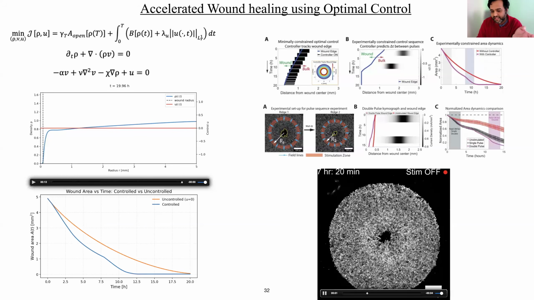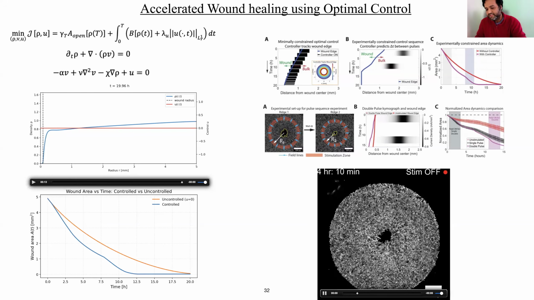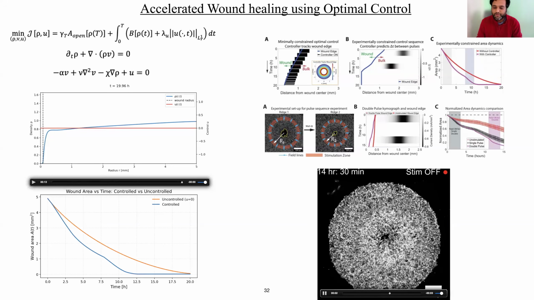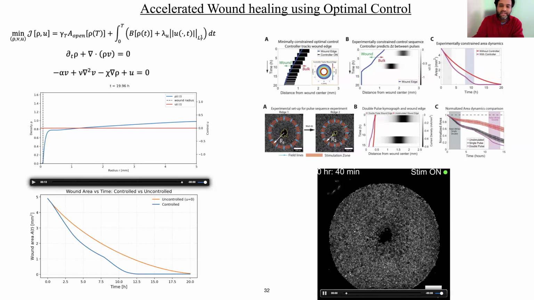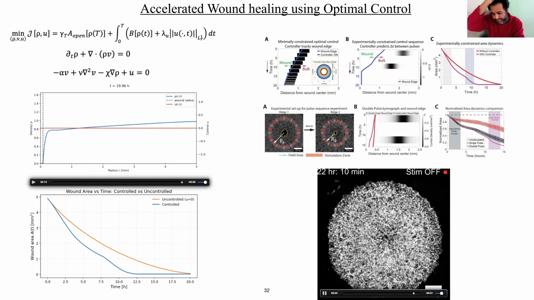And this is how it looks when you pulse it twice for some time horizon. You see that the wound closes much faster. So this is one example that we did with people at Princeton.